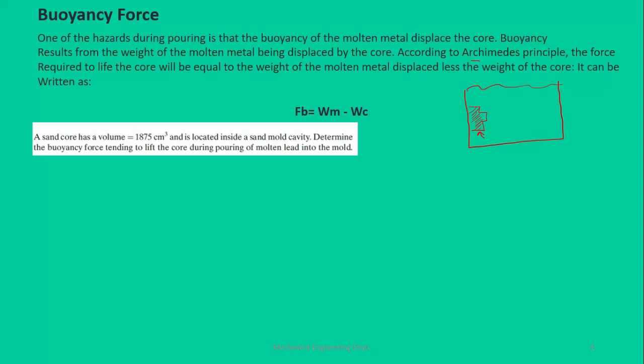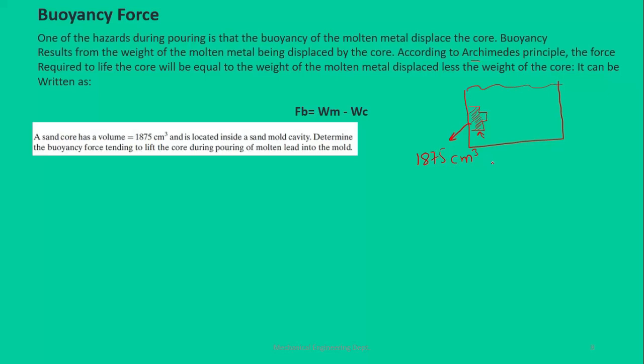So it says a sand core has a volume of 1875 centimeter cube and is located inside a sand mold cavity. Determine the buoyancy force tending to lift the core during pouring of molten lead into the mold. So what it says, we are performing a sand casting which has a sand core, and the volume of the sand core is 1875 centimeter cube, and it is located inside the mold cavity as we have drawn here.